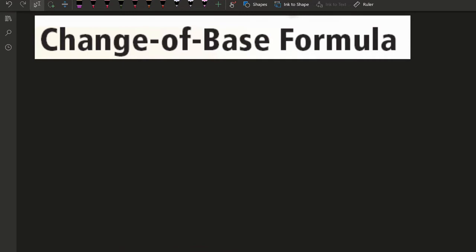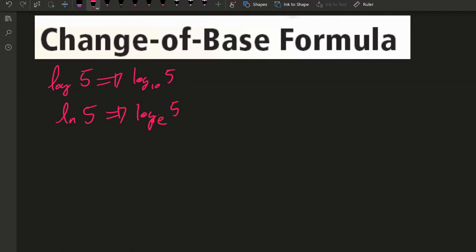Now, before I go into it, I just want to remind you that we have the common log, which will look like this. Log 5 is the same thing as log base 10 of 5. And then the natural log of 5 is the same thing as log base e of 5. And the most important thing about these two is that these can be done with your calculator. Calculator has common log and natural log built in.